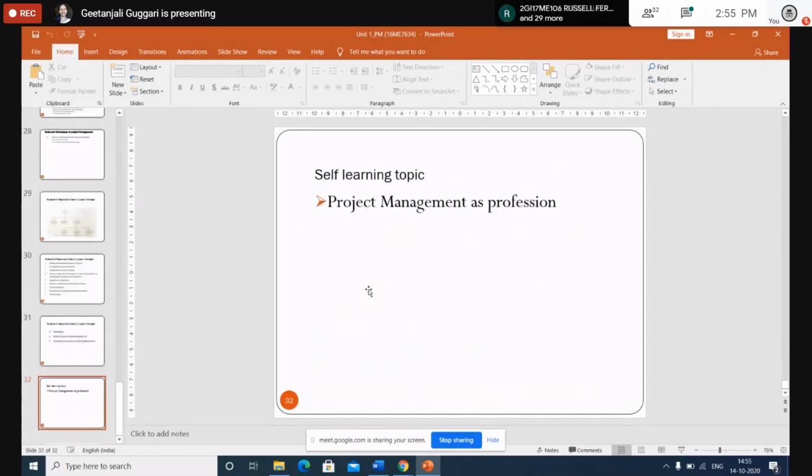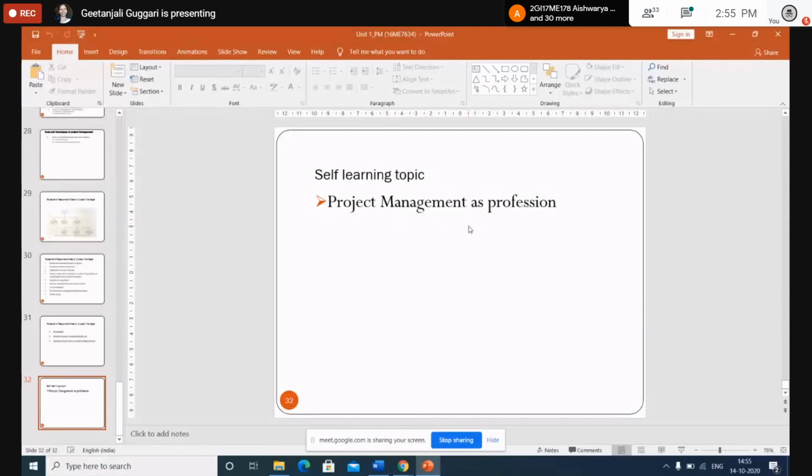Then, the last topic is a self-learning subject. Even this will be included for your internals: project management as a profession. I might have already sent you the scanned copy, which is available in your ES Chaudhary. So this also will be included in the portion of your internals.